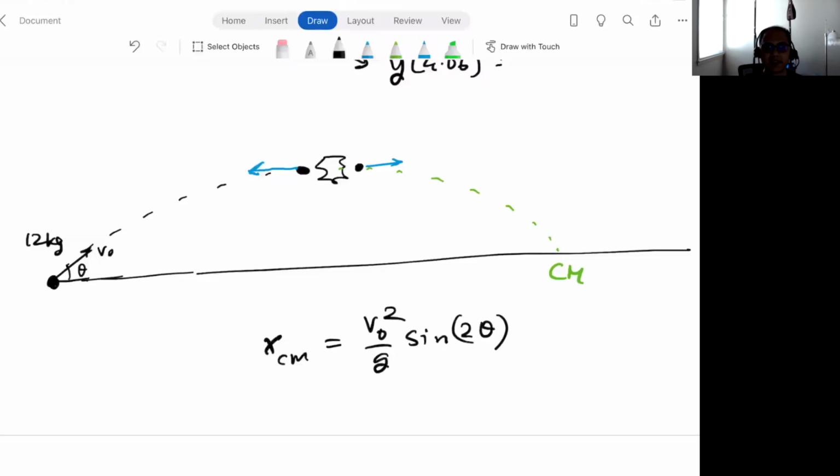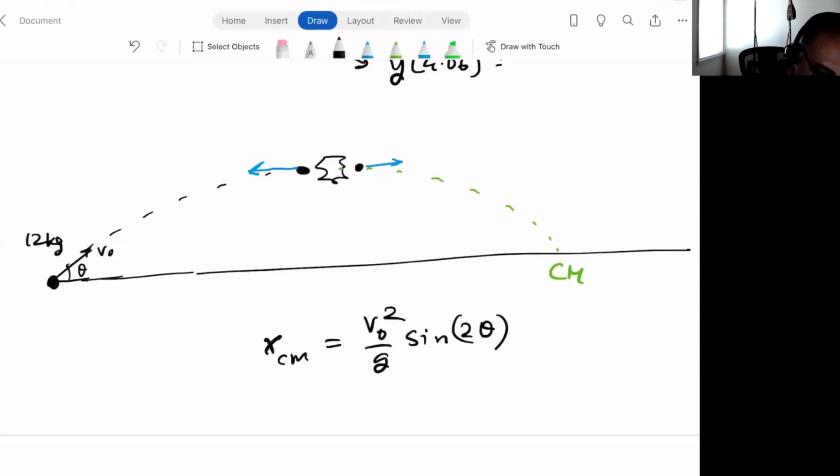That makes sense? So you didn't even need to know the details of where the two pieces are or what velocities they took off with or anything, because you know that regardless of those details, the center of mass would proceed as if the bomb had not exploded. That's a very important insight here.